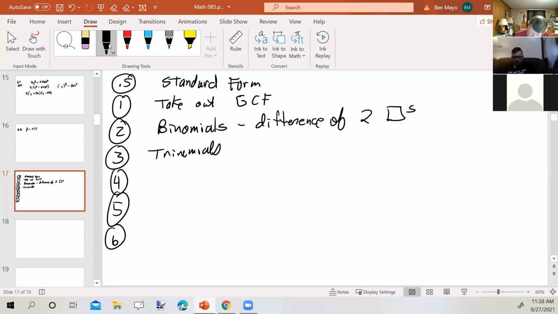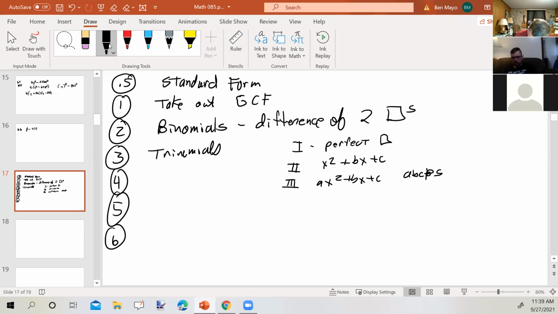trinomials, and I'm going to have subscript 1, 2, and 3. This is perfect square. This is x squared plus bx plus c. This is ax squared plus bx plus c, a, b, c, p, s. Don't worry, I'm going to explain all this if it doesn't make sense.